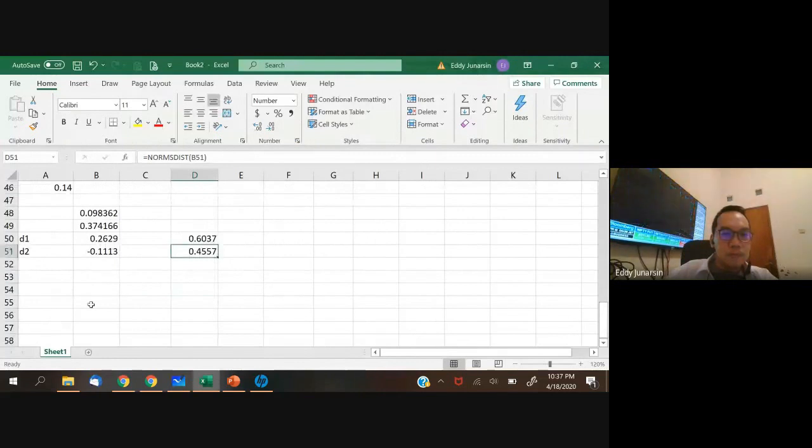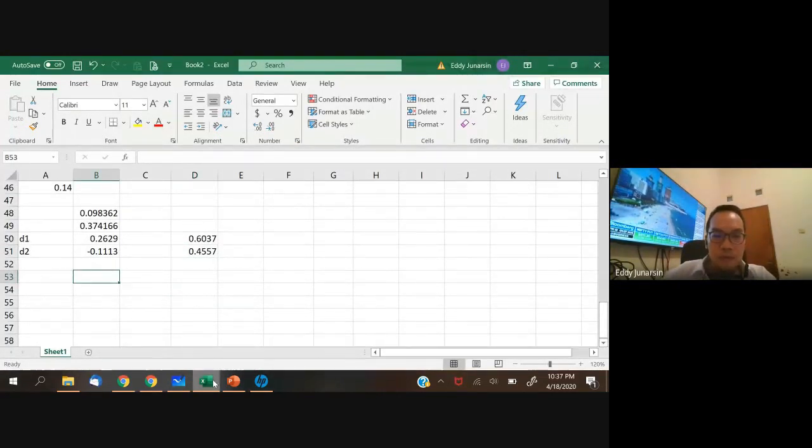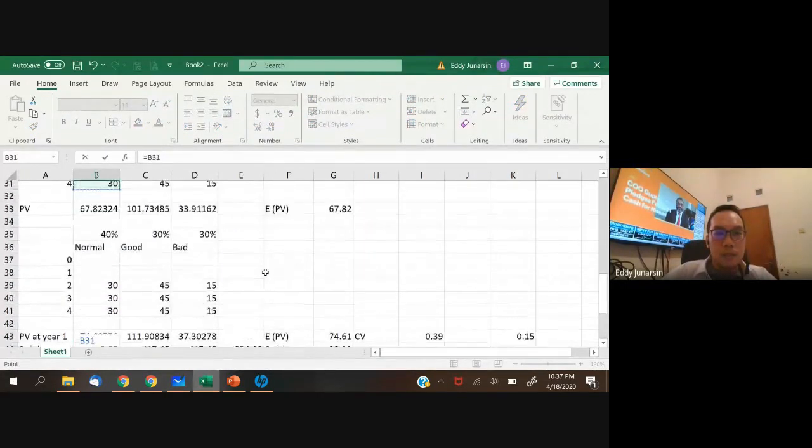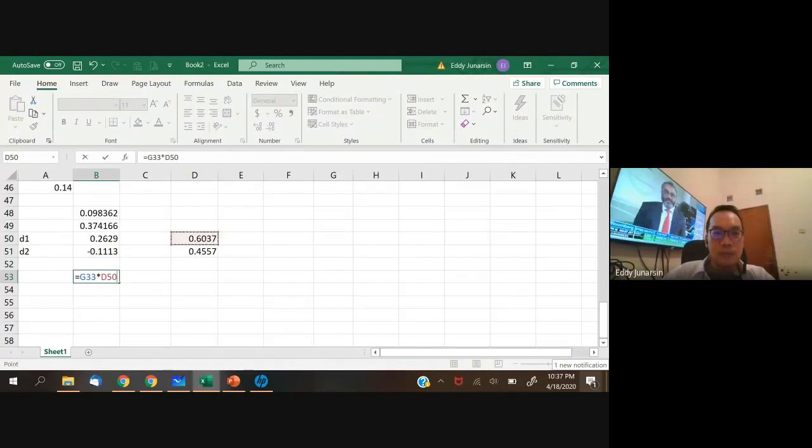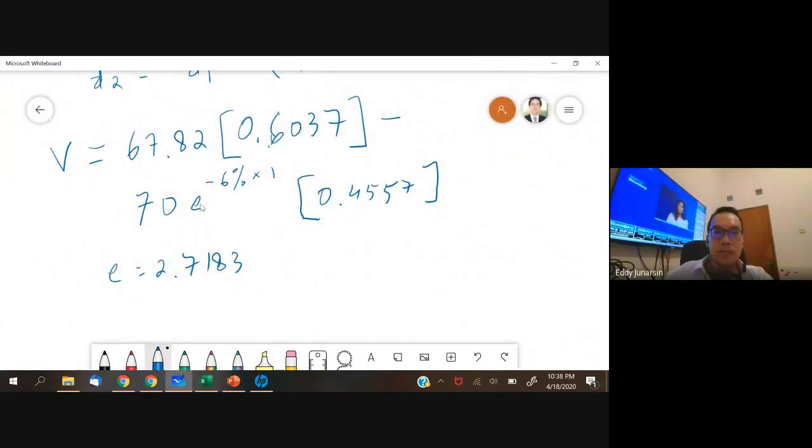So let's calculate in Excel. The first part is this one, multiplied by the cumulative distribution function of D1. And then minus our strike price times e. e again is 2.7183.